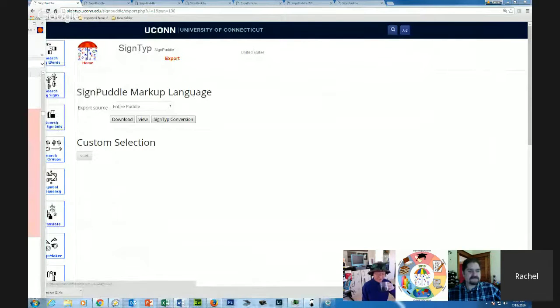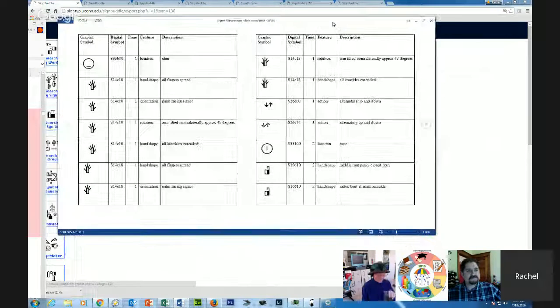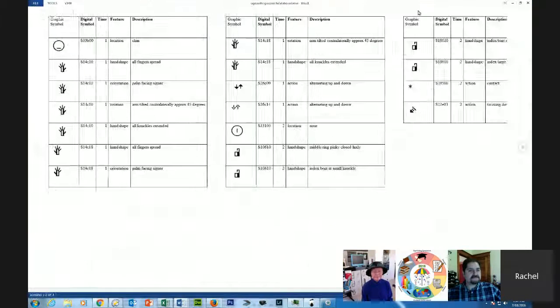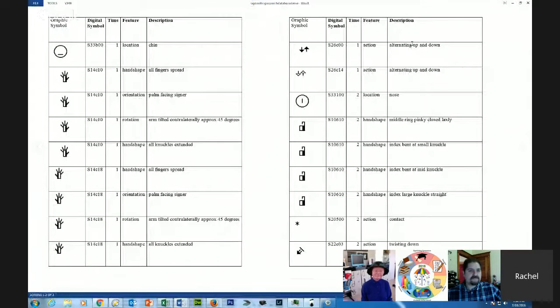Okay. Here's our research database. This is an example of what you would see in a research database. That one symbol for the hand, S14C10, is going to be translated into at least, well, really, there's going to be more than 4, but this is just to give you the idea.